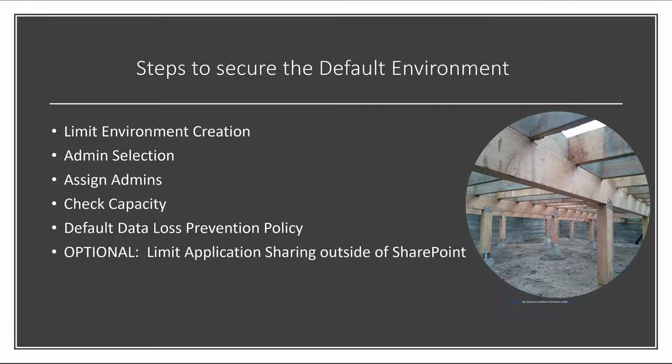These data loss prevention policies ensure that users within a specific environment can only use the connectors that you have allowed them to use. We're going to make sure that the default environment's configured appropriately for Office 365 extensibility applications. And finally, but optionally, you may decide that you want to limit the use of sharing applications from the default environment, and we'll look at how you can do that as well. So let's get started. Let's dive right in.